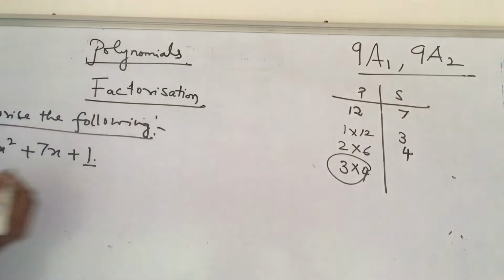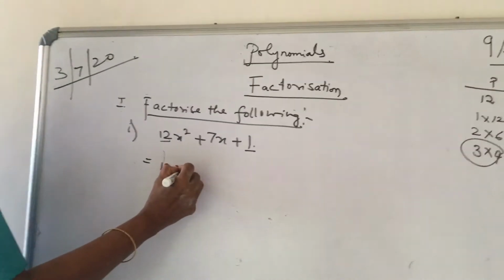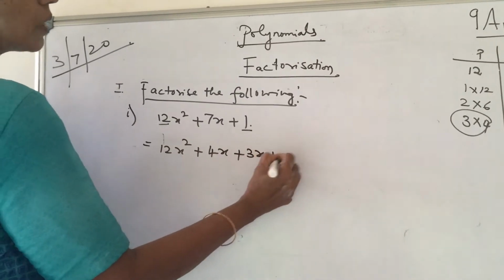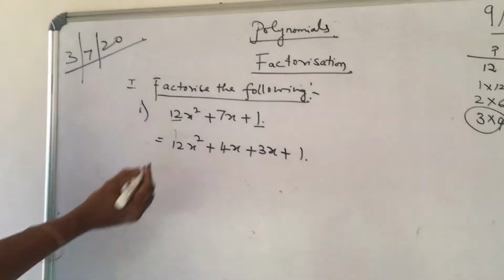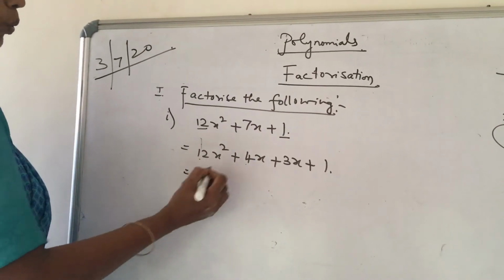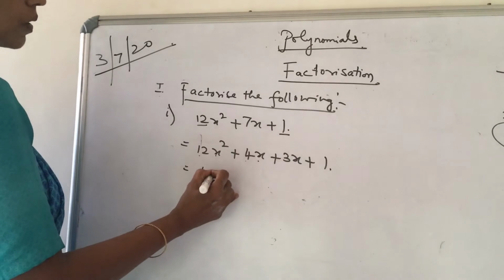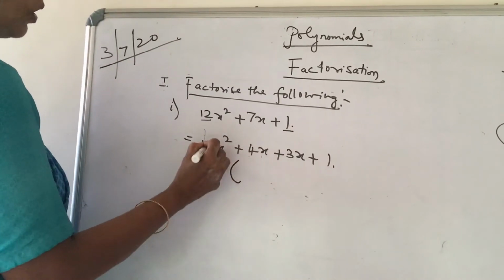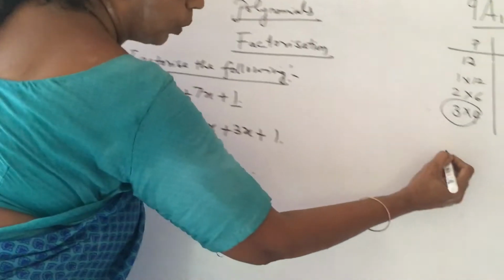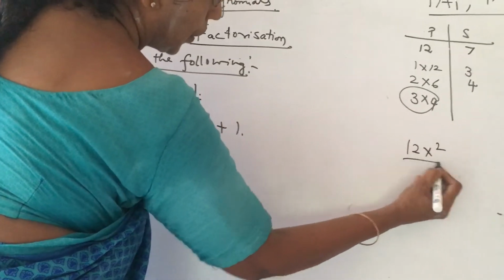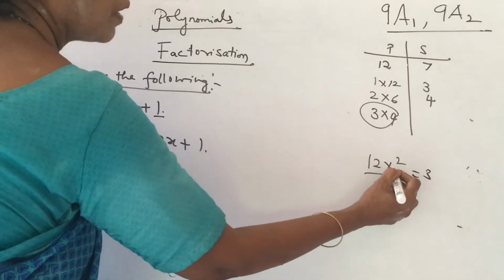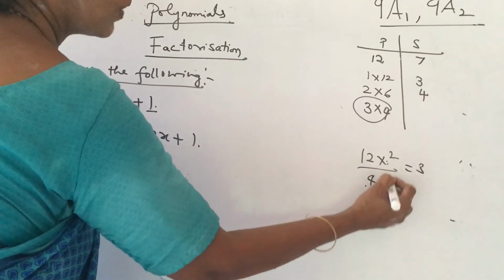3 plus 4. That is equal to 12x squared plus 4x plus 3x plus 1. In 12 and 4, common factor 4. X square and x, common factor x. 4 divides 12 3 times. I think all of you know how to take the common factor, children. X square by x, apply the laws of exponents.